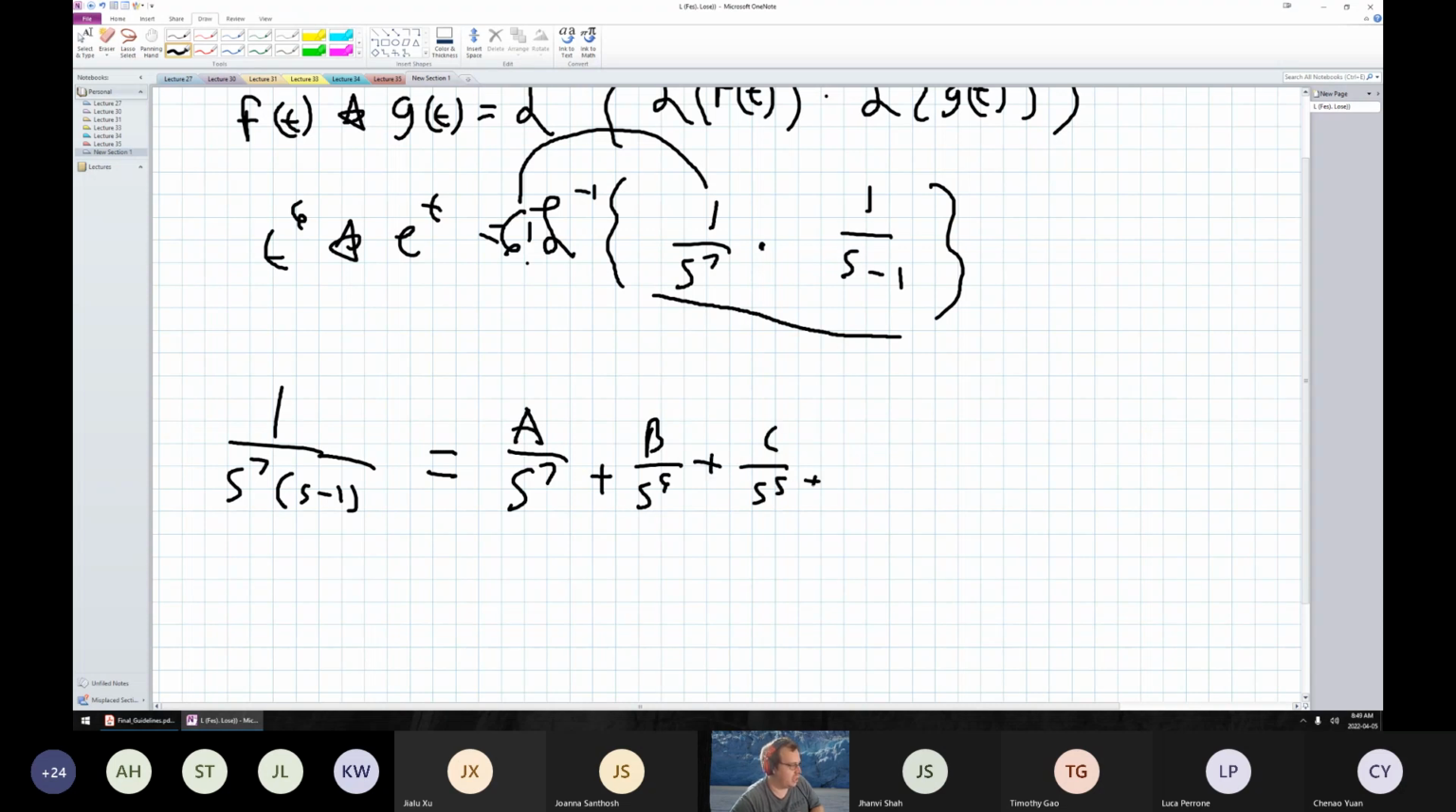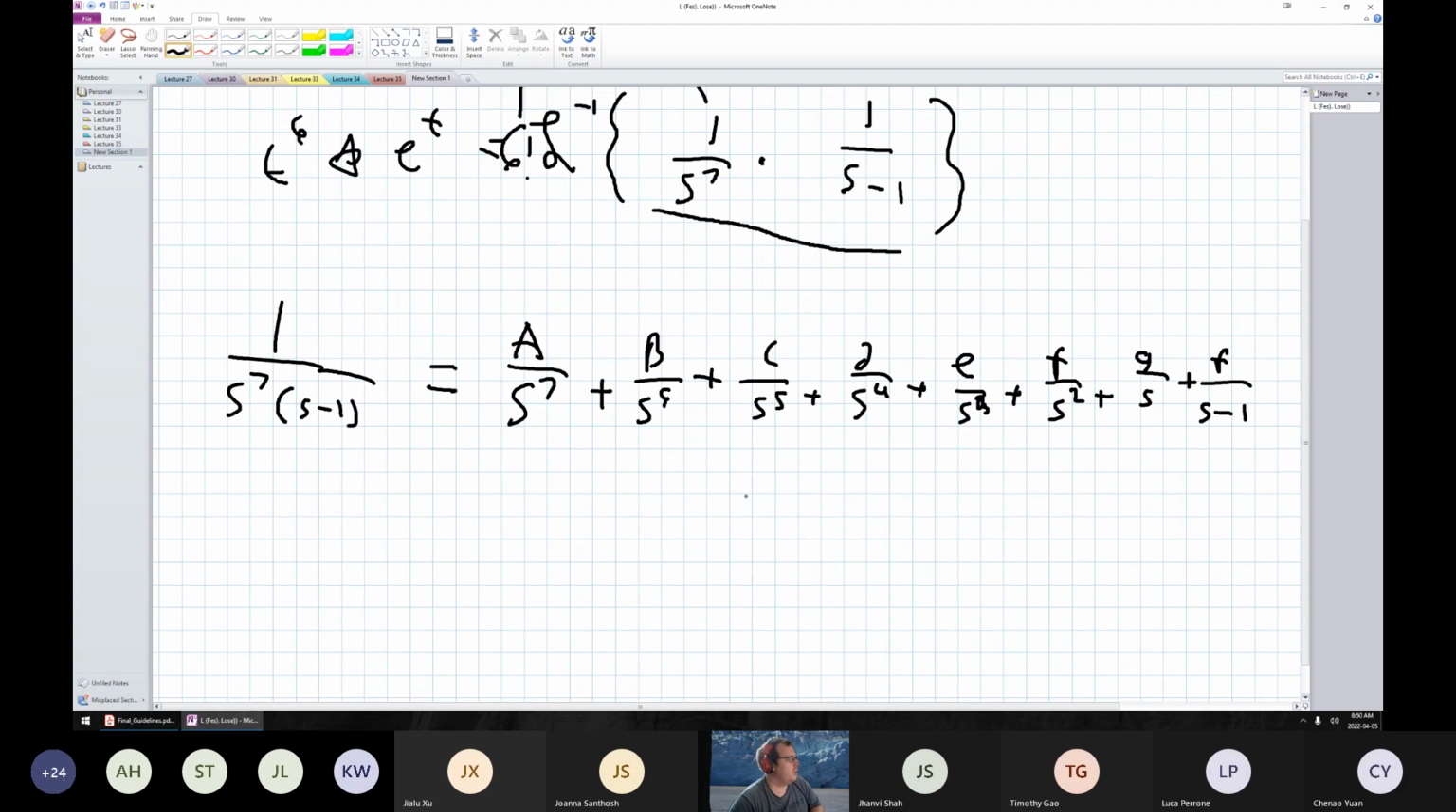Over s to the 5th plus d over s to the 4th plus e over s to the 3rd plus f over s squared. When I came up with this one, g over s plus f, I was not thinking about how it would expand out here. But yeah, it's kind of the obvious way to expand. So for Heaviside method, which coefficients can we get? There's two coefficients here that we can get via Heaviside method. Which two? Any ideas?